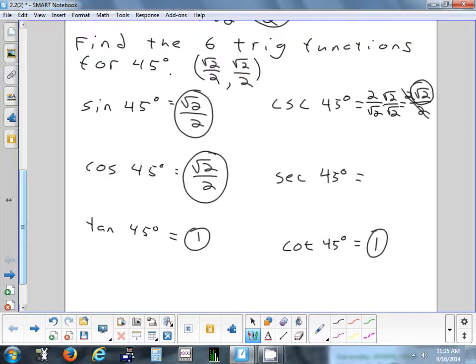Okay, Lydia, what about the secant of 45? It's the same thing, right? Because we already had root 2 over 2. We flipped it earlier. So flipping it again, it's going to give us the same thing. Okay, so those are your 6 trig functions for 45 degrees. Any questions on them? All right.